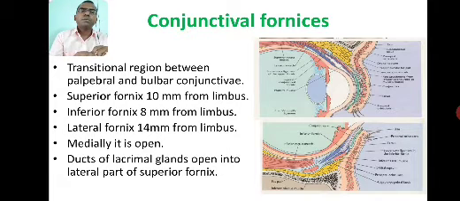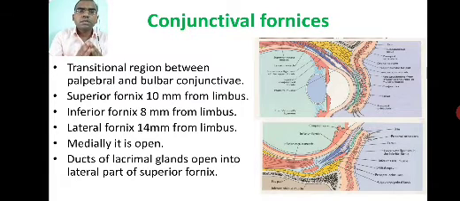So there are four fornixes in each eye: superior fornix, inferior fornix, lateral fornix, and medial fornix. Here the medial fornix is slightly open, so we will not discuss the medial fornix in detail. It is the transition region between the palpebral and bulbar conjunctiva. These conjunctival fornixes are the meeting point of the two conjunctiva.